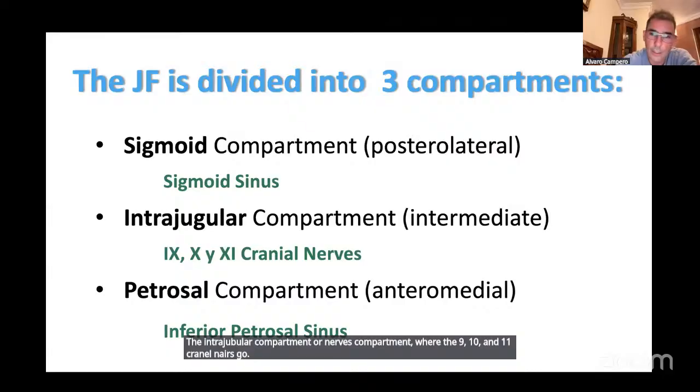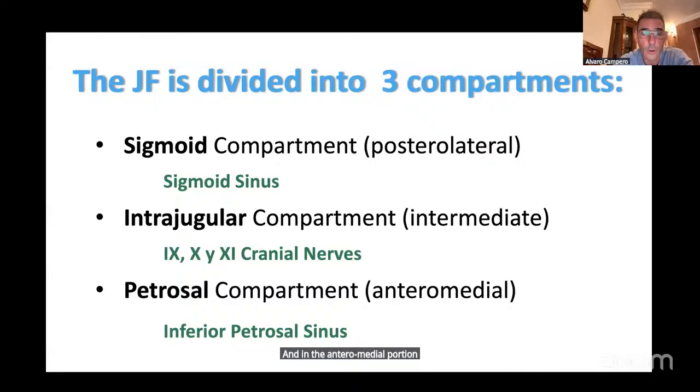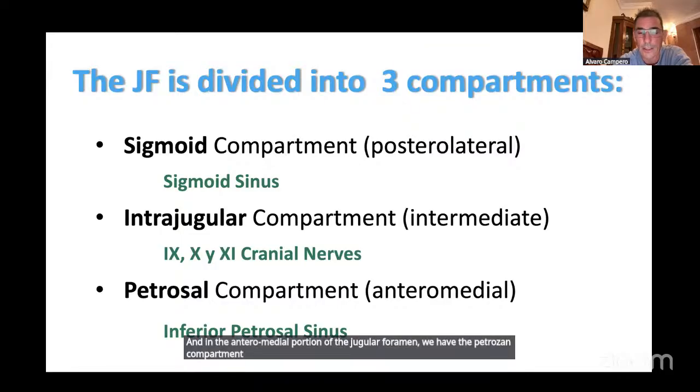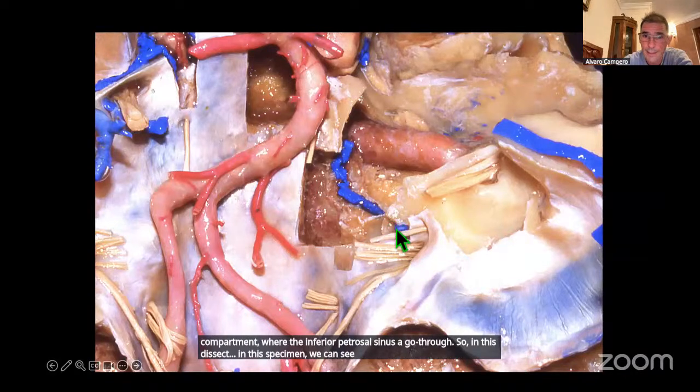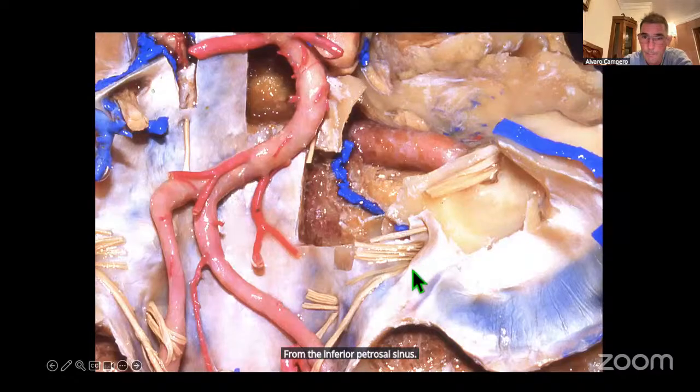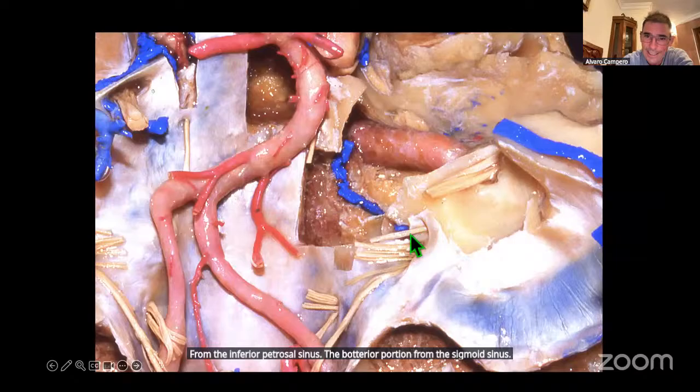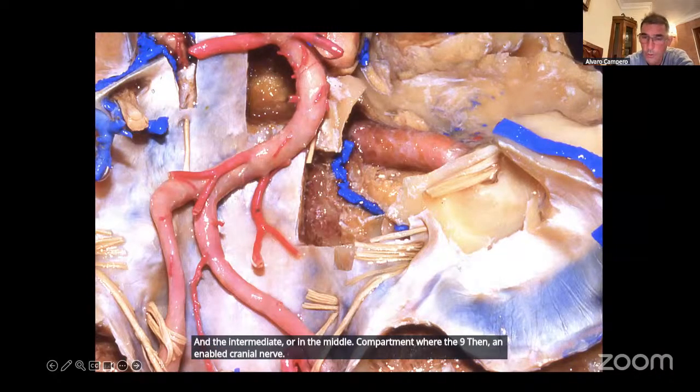And in the anteromedial portion of the jugular foramen, we have the petrosal compartment, where the inferior petrosal sinus goes through. So in this specimen, we can see the anterior portion from the inferior petrosal sinus, the posterior portion from the sigmoid sinus, and the intermediate in the middle compartment where the 9, 10, and 11 cranial nerves cross the foramen.